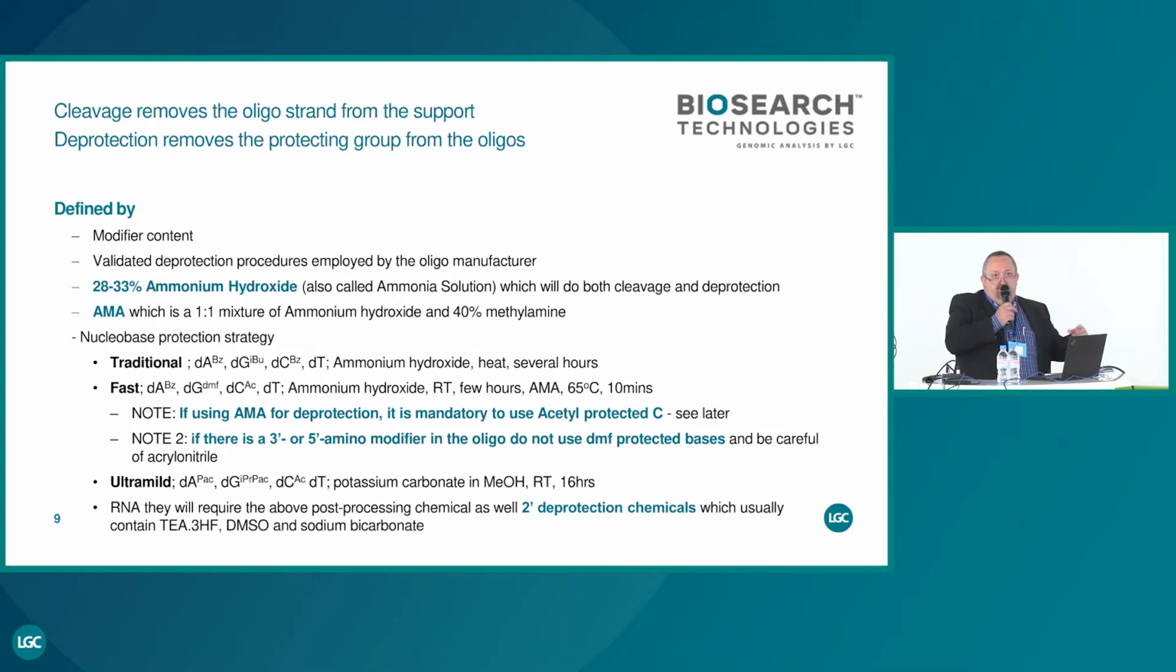And if you have an oligo with a 3' or 5' or internal amine, you can also have a secondary reaction. For the UltraMild, the one I explained, you can use potassium carbonate at room temperature for 16 hours. Of course, this is for the DNA. When you speak about the RNA, you also have to deprotect the 2' position with TEA 3HF, DMSO, and sodium bicarbonate.